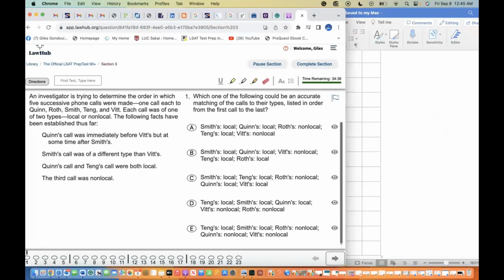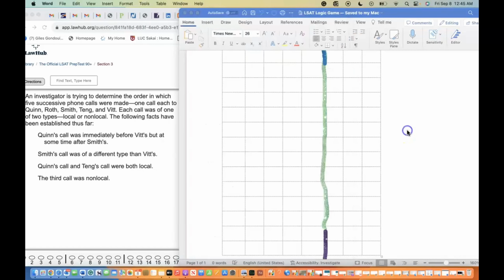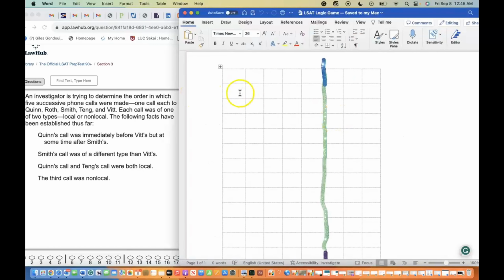In this logic game, it's going to be the 90 prep test. Here we're going to have investigators trying to determine the order in which 5 successful phone calls were made. One call each, starting with Q, R, S, T, V. Each call is one of 2 types, local or non-local. Each of the following facts has been established.